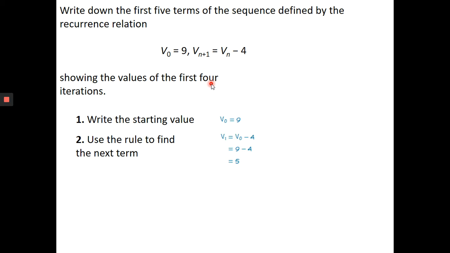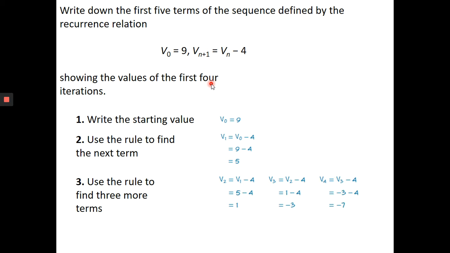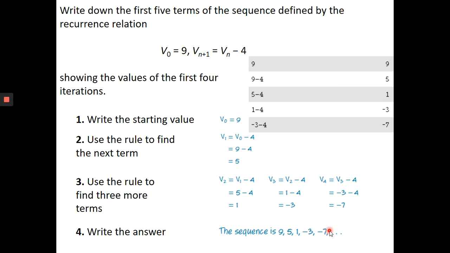Starting value is 9. Next term is 9 minus 4, which is 5. 5 take away 4 is 1. 1 take away 4 is minus 3. Minus 3 take away 4 is minus 7. So the sequence is 9, 5, 1, minus 3, minus 7. Remember, that's the starting one, our initial value, and there's our 1, 2, 3, 4 iterations. On your calculator, type 9, press enter. Just type minus 4, and then keep pressing enter, and it'll work it out for you. 1 press, 2 presses, 3 presses, 4 presses.